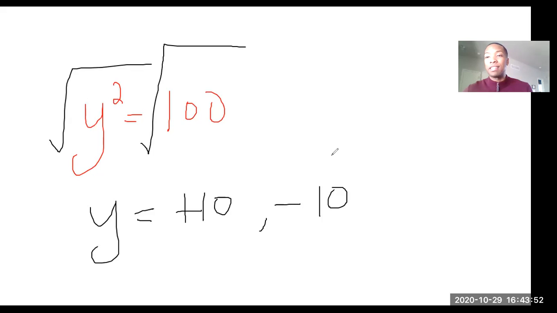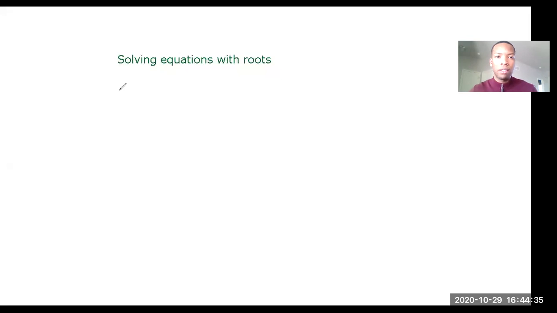But then it has to have 2 values because my y is squared, which is telling me that y has 2 values. So it has to be the plus and the minus of whatever the square root is of that number. All right, so let's now look at some questions starting with the square root.